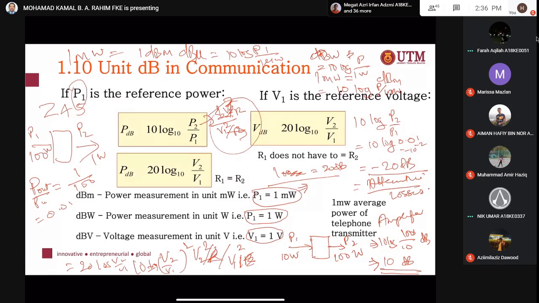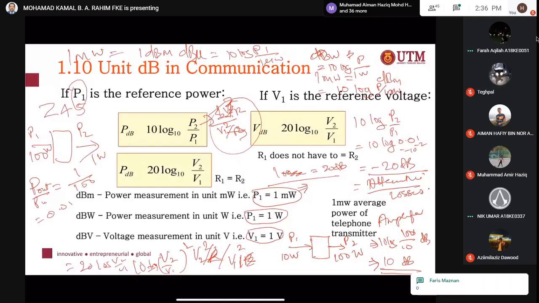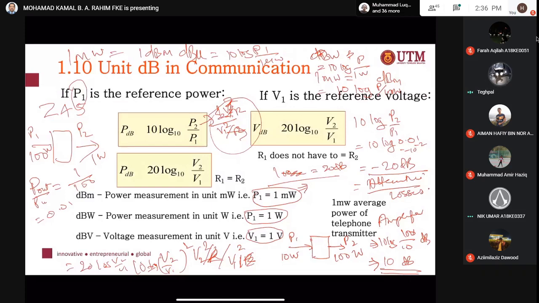What do you mean by 1 milliwatt here? How many dBm? Not sure. So is it 0 dBm? Yes. Who is giving me the answer? Okay, that's correct. 0 dBm. So 1 milliwatt, you refer to 1 milliwatt as well. Log 1 is equal to 0, so the answer is 0 dBm.